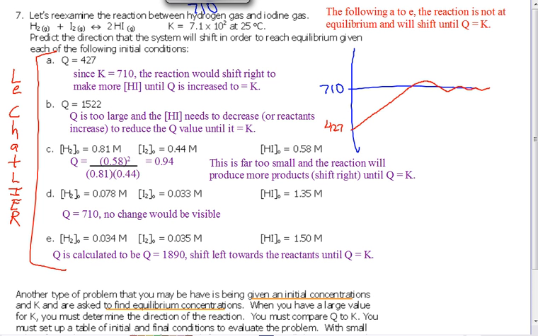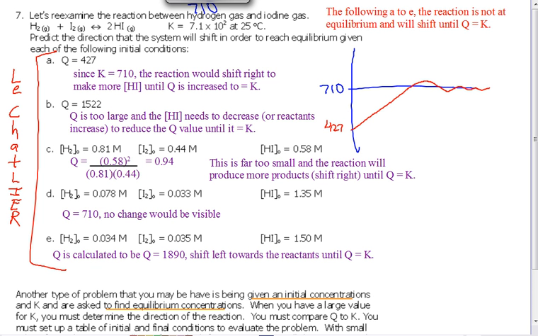B is pretty much the same thing, but in reverse. C is a little bit trickier because you have to plug in the values first to figure out where the heck you are. True? You plug those values in. Last time I checked, Shreyas, is this equal to 710? 0.94? 0.94 is a million miles away from 710, right? So they've got to increase the products radically, decrease the reactants.